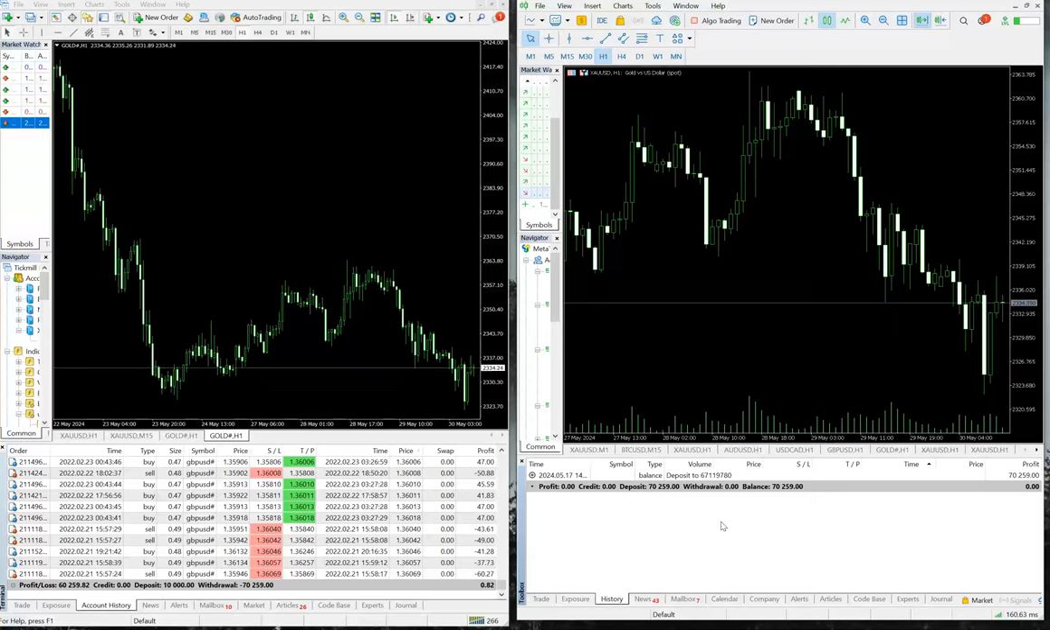The current deposit is $70,259, and from here we will keep on running our strategy and provide you the complete trading history so that you can check the GBPUSD strategy in detail.